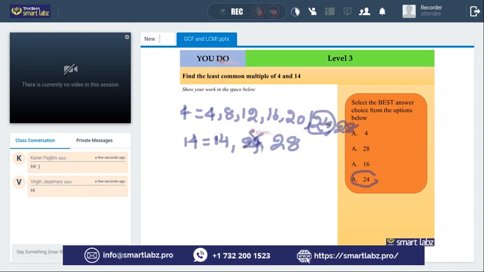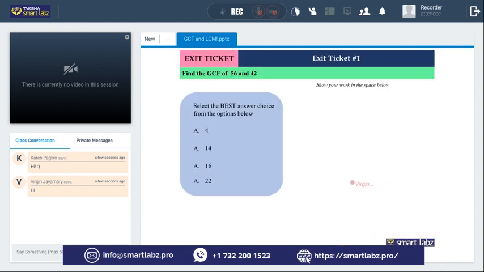All right, so awesome job. If you just want to fix it from the 24 and make it the 28. I love how quickly you compute, and you were able to catch it. I can see how quick your brain is working there. So great job. Okay, here's an exit ticket for greatest common factor.